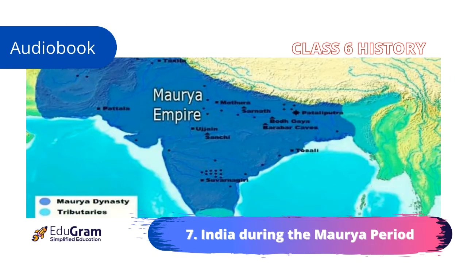The Kalinga War. Ashoka was deeply moved by the bloodshed of the Kalinga War. He decided never to wage a war again. He came to believe that truth, non-violence, compassion, and forgiveness were the important values.